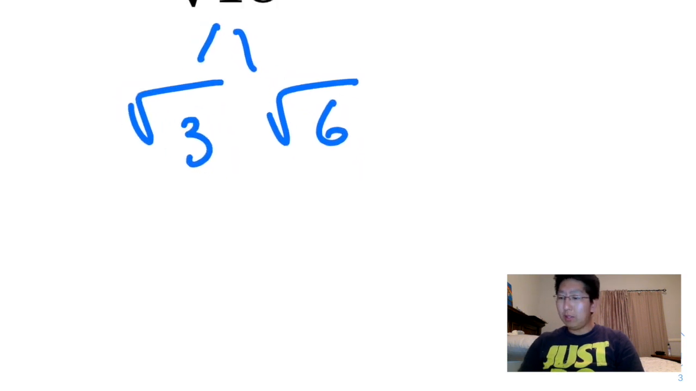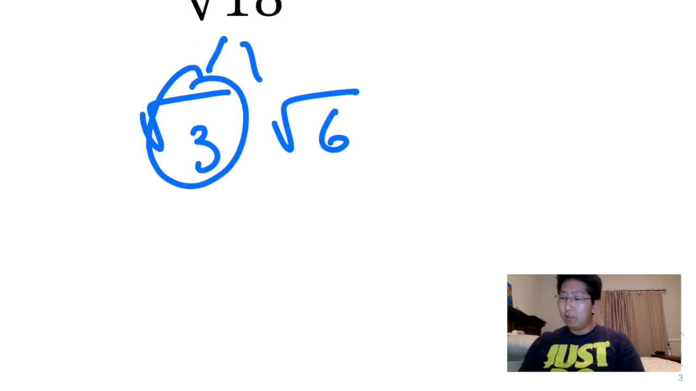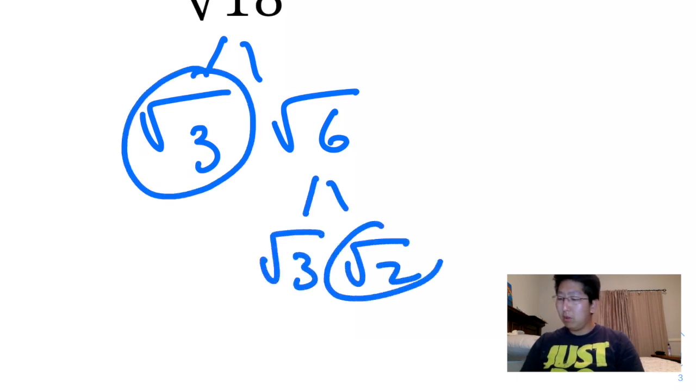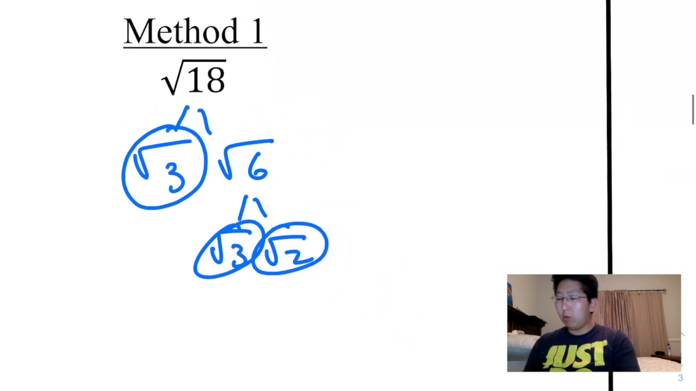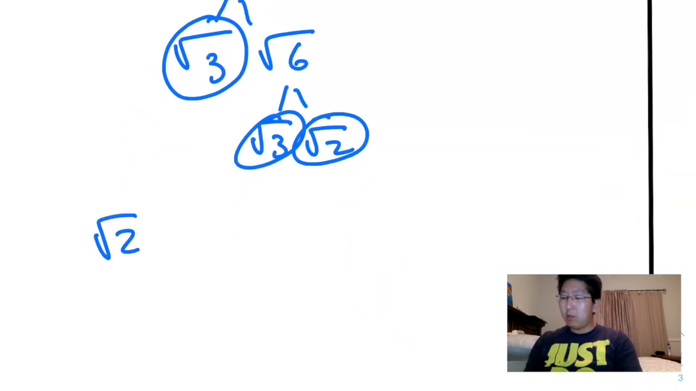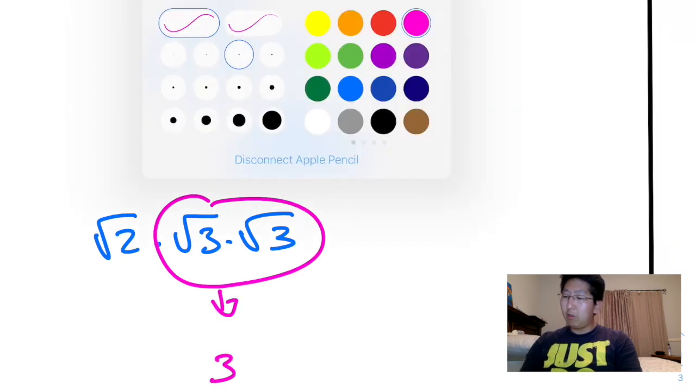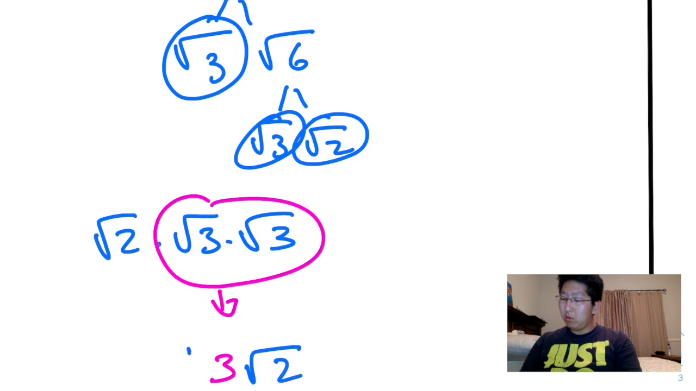And 3 is a prime factor. But 6 can be square root of 3 times the square root of 2. Those two are prime numbers, so I'm going to reorder them from smallest to greatest. And here I can find a pair. And we get 3. And our leftover is square root of 2. So our answer here is 3 square root of 2.